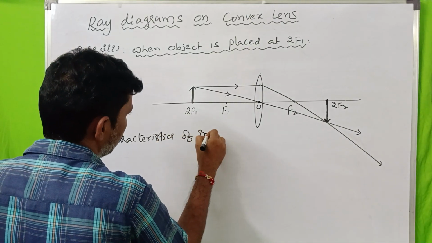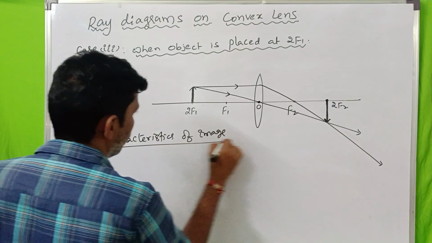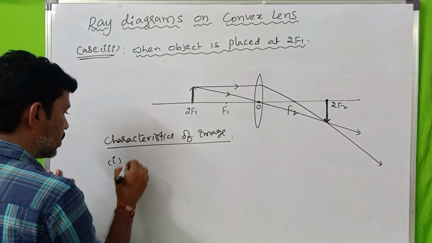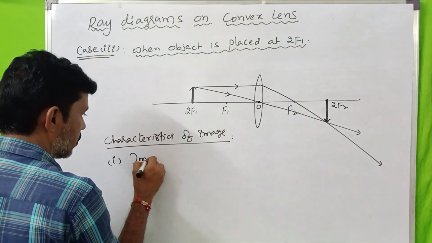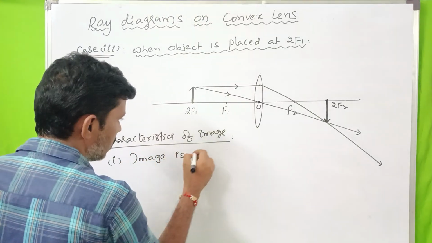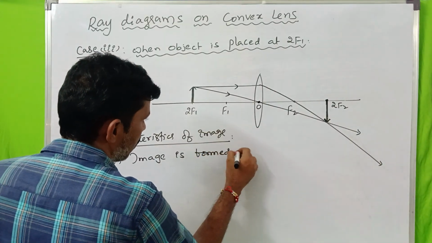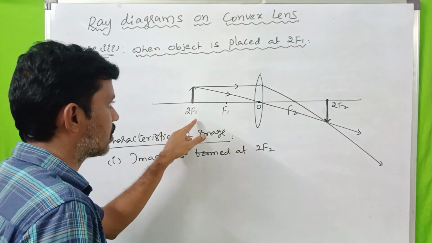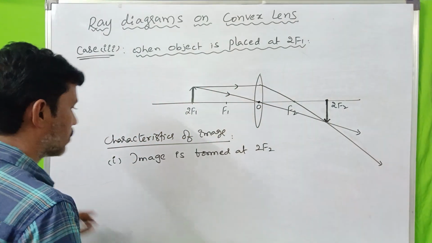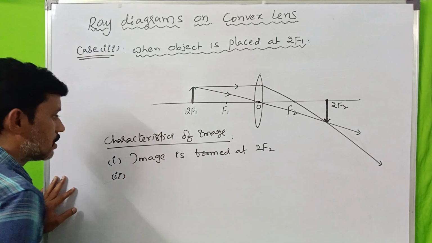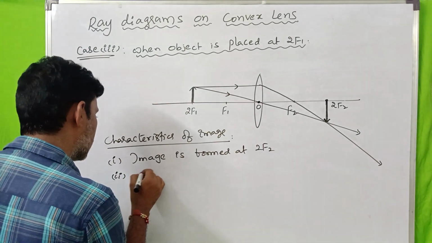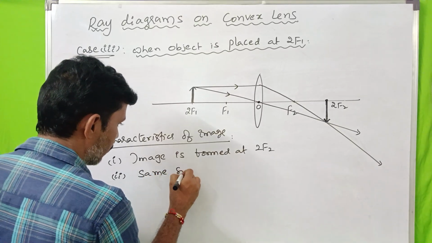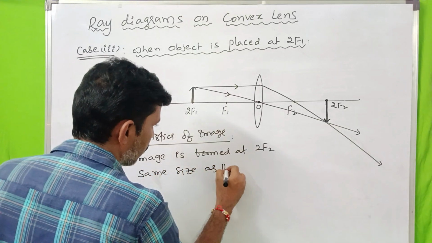Characteristics of the image. So first we need to write the position, where the image is formed. The image is formed at exactly 2F2. If the object is placed at the center of curvature, the image is also formed at the center of curvature. Second one, size: the same size as that of the object.